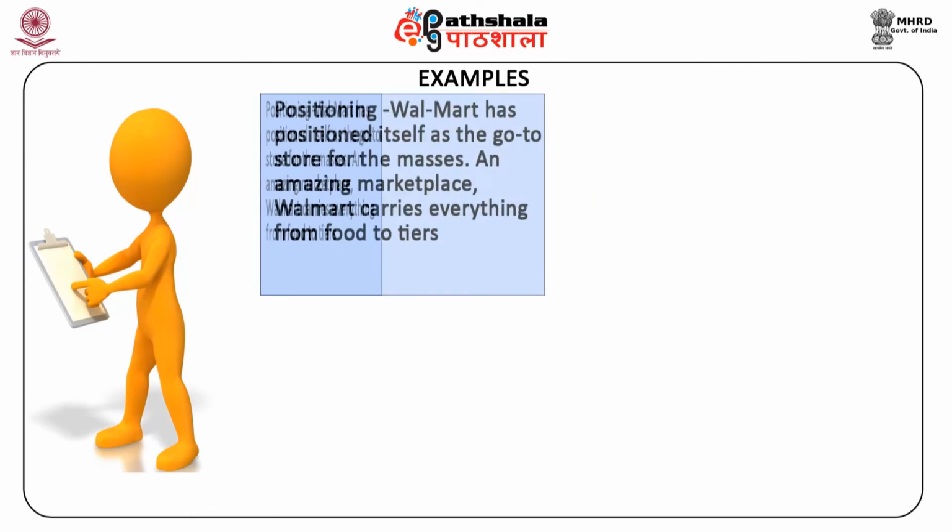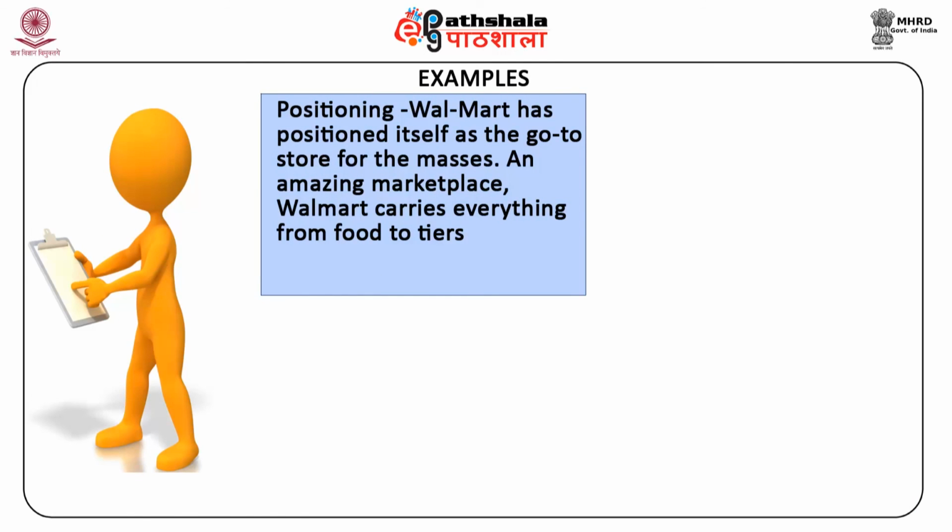Examples. Positioning. Walmart has positioned itself as the go to store for the masses. An amazing marketplace, Walmart carries everything from food to tires. It makes a promise to the customers that you would have to spend less money at this place, convincing the customers that everything is available at one place under this one roof. One doesn't need to shop around.